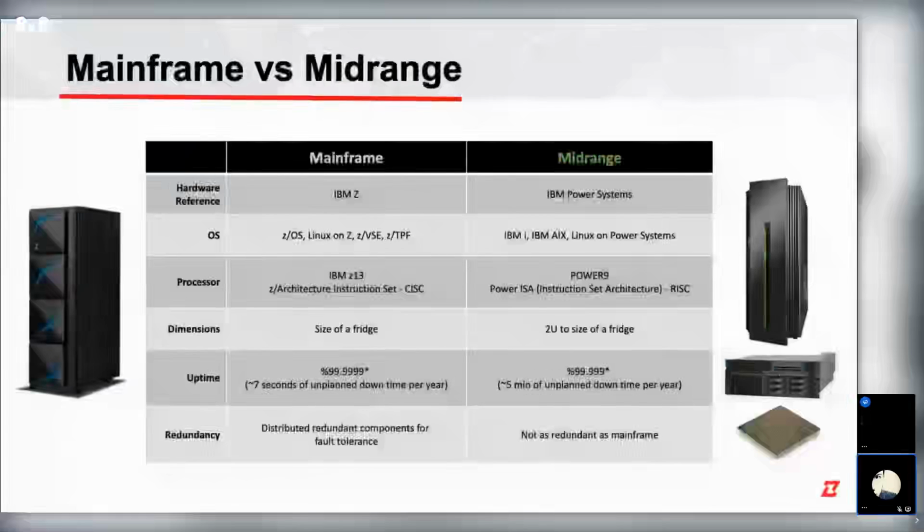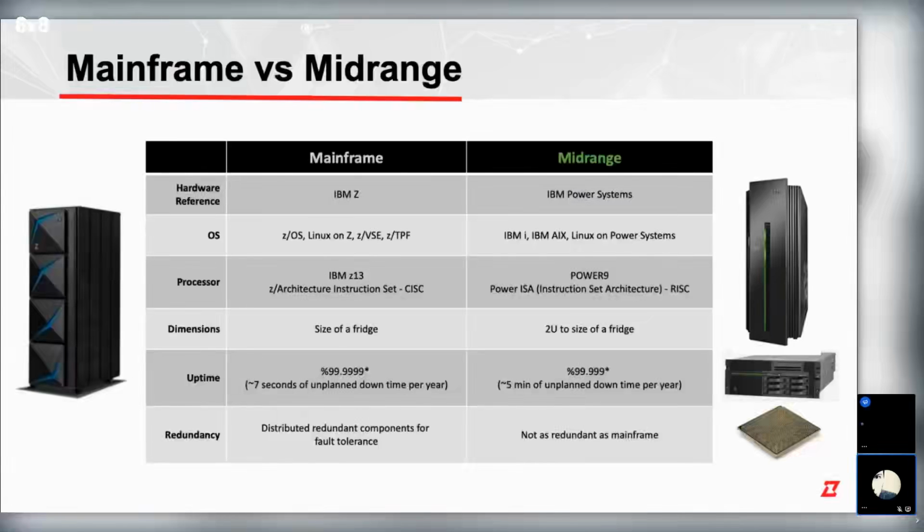But the IBM AS400 or Power system hardware can run IBM i, IBM AIX, and a custom Linux distro called Linux on Power Systems. And that size, as you saw throughout the pictures, can be the size of a 2U up to the size of a fridge.